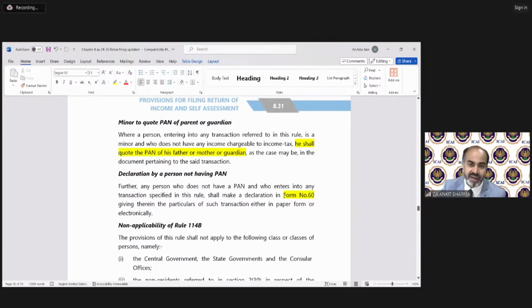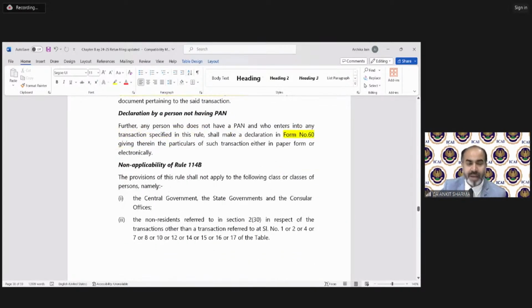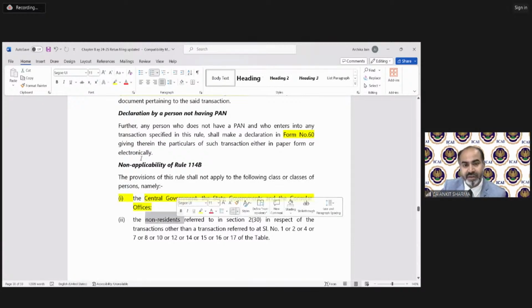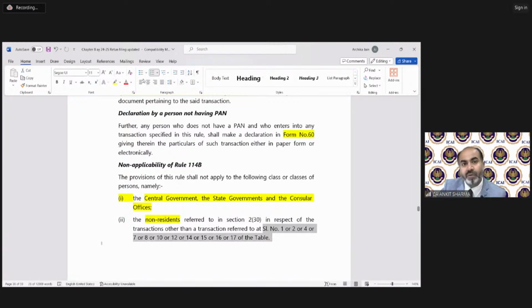You have to fill it and you have to submit it. Non-applicability of PAN. There are certain persons who do not need to submit their PAN for the transaction. If you are the central government or state government, you do not need to submit your PAN for the above transaction. If you are a non-resident, then you do not need to submit the PAN for following serial number transactions 1, 2, 4, 7, 8, 10, 12, 14, 15, 16, and 17.